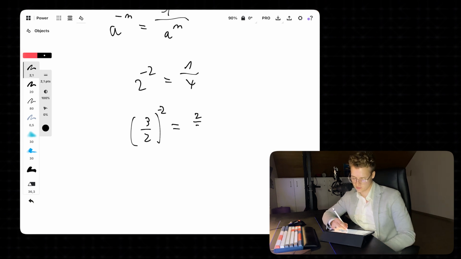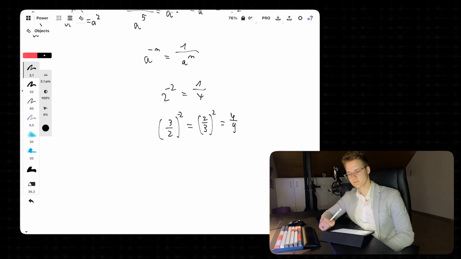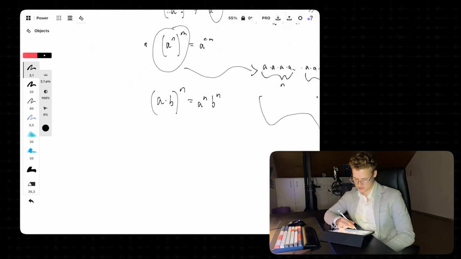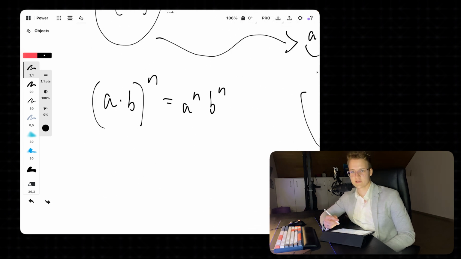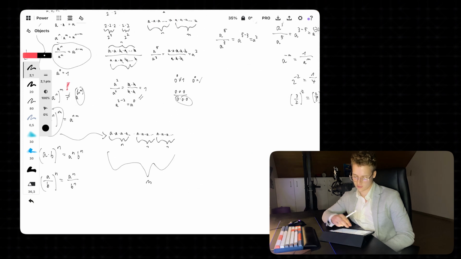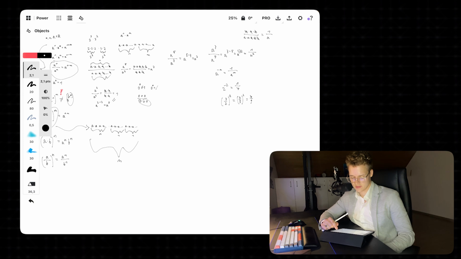So you do it 2/3 to the power of 2, and that would be 4/9. Okay, so in the same way that this distributes, if there's a product, it also distributes if there's a fraction. So (a/b) to the power of n is a to the power of n divided by b to the power of n. And these are pretty much the main formulas you need to know.